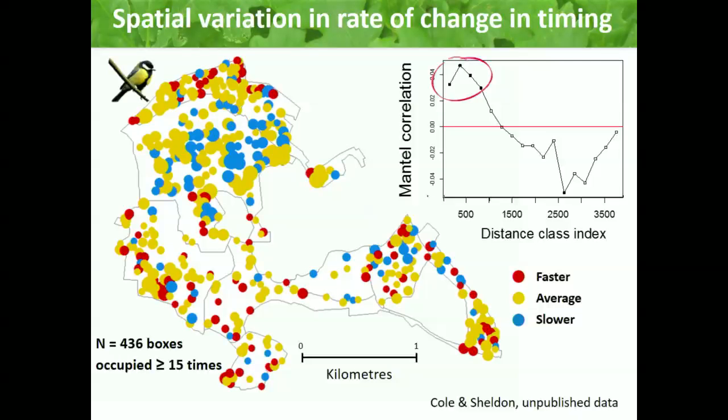So what could be driving this variation? Well, we know that all of these birds are experiencing similar global temperature cues to each other. So it seems unlikely that this variation is caused by the sort of temperature mismatch that seems to be constraining response to climate change in the Dutch great tits, as I was explaining earlier on.